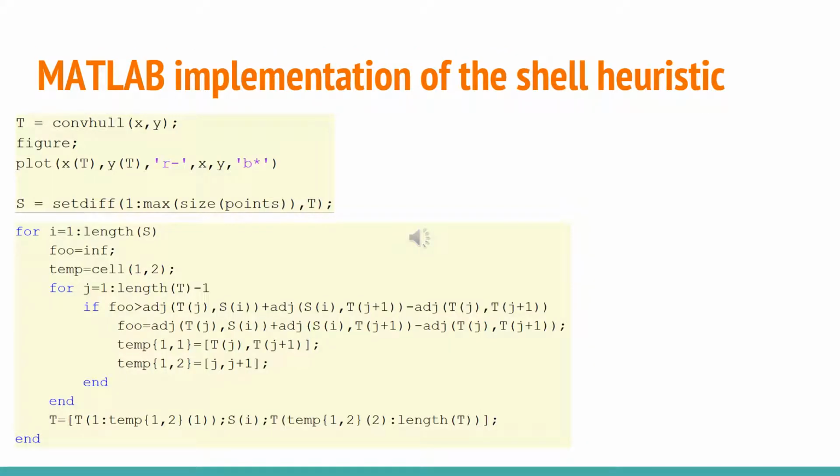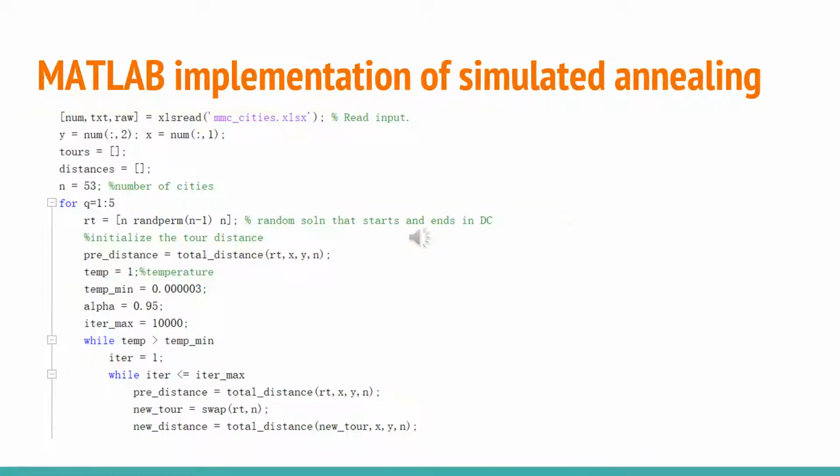Here is our MATLAB implementation of the shell heuristic. The capital T stands for the list of cities that are on the convex hull, and in the second for loop, we do the cheapest insertion heuristic to find the minimum distance.